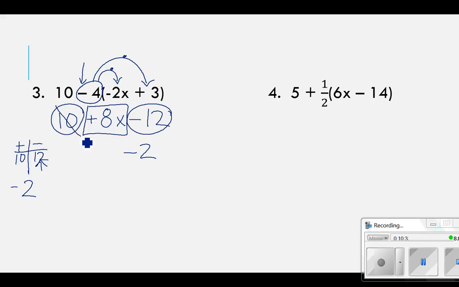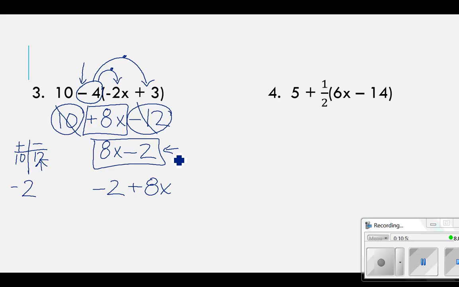And then I can bring down the positive 8x. So 8x minus 2 would be the most accurate answer. You could also have negative 2 plus 8x, which is still mathematically correct, but this would be the better answer, as we want the variable to come first.